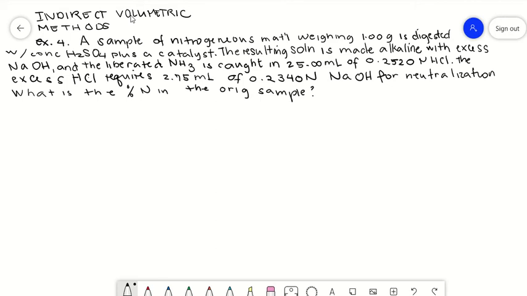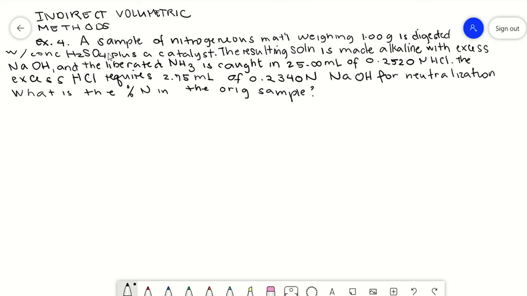The sample is digested with concentrated sulfuric acid with a certain catalyst. So nitrogen in the material is converted to ammonium bisulfate. The nitrogen will react with concentrated sulfuric acid to form ammonium bisulfate. So the nitrogen is now converted to ammonium bisulfate.